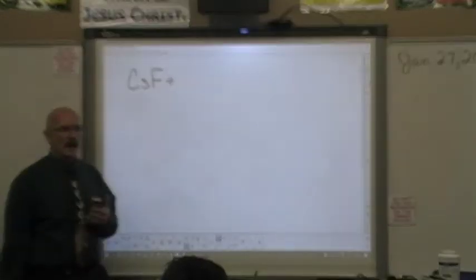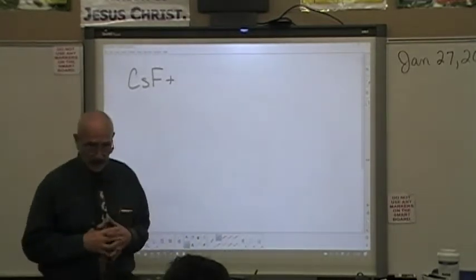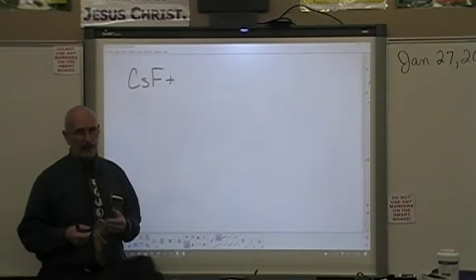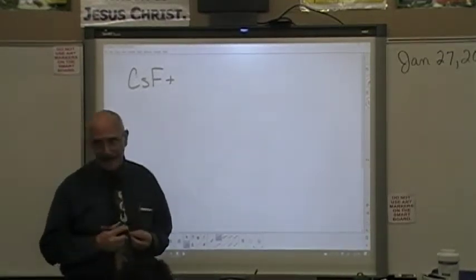Xenon has been found in the last 15 years that if scientists zap it with enough electricity, get enough energy in those electrons, they can make it react. It's one of the exceptions to the rule. It does what we call an expanded octet.